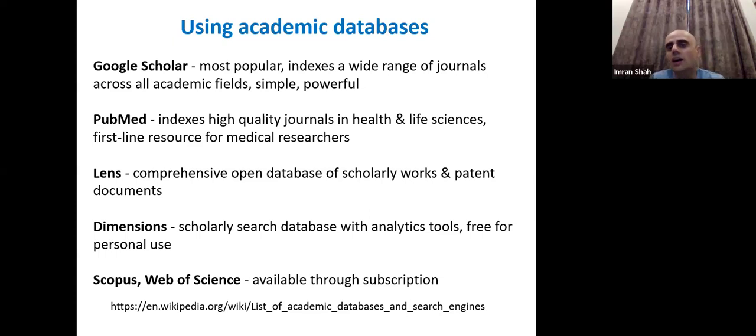For that, there are other very good databases. One is Lens, then there is Dimensions, and obviously the paid databases like Scopus and Web of Science are also there. They also broaden the scope of your search. So for published papers, I recommend that you use these important databases.